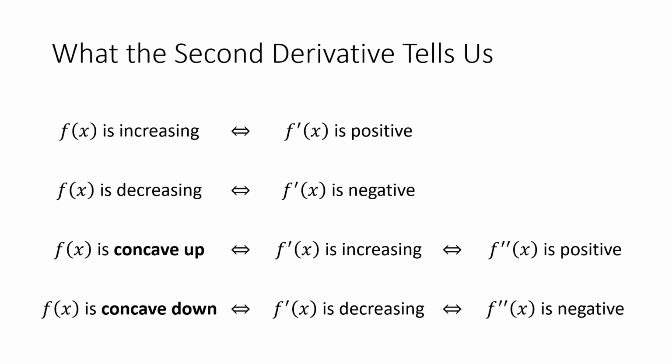So putting this together, we have really what the second derivative tells us. So when the second derivative is positive or negative, that tells us whether our original function is concave up or concave down. So this is the sort of full picture of what the derivatives tell us. F prime tells us about whether our function is increasing or decreasing. F double prime tells us about whether our function is concave up or concave down.